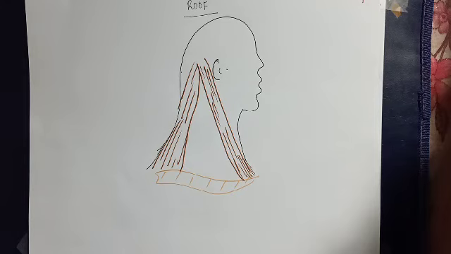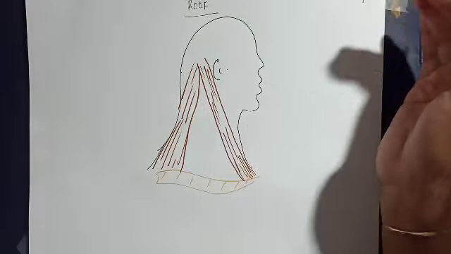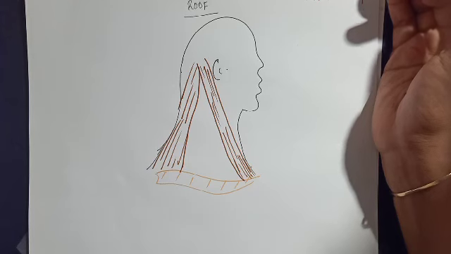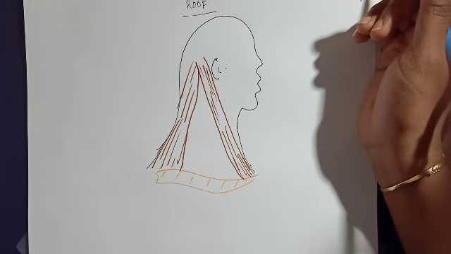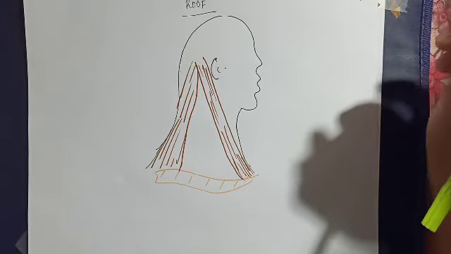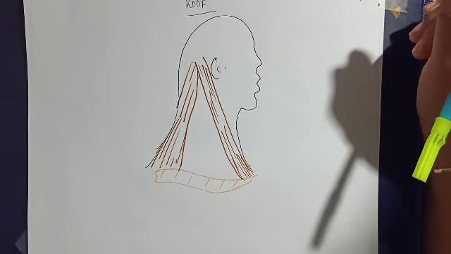So what is actually forming the roof of this triangle? Very easy. Superficially you have the skin, superficial fascia, and one more muscle in this region, which is located in the superficial fascia, that is the platysma. So platysma is also forming the roof.